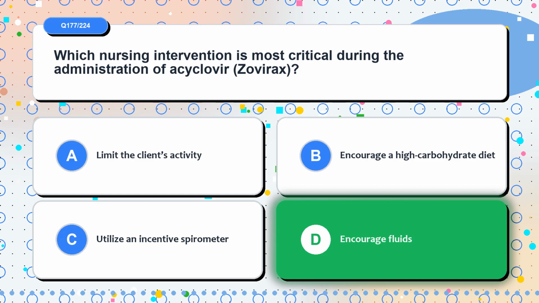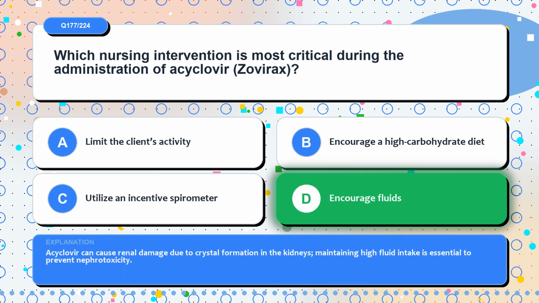The correct answer is option D. Encourage fluids. Acyclovir can cause renal damage due to crystal formation in the kidneys. Maintaining high fluid intake is essential to prevent nephrotoxicity.